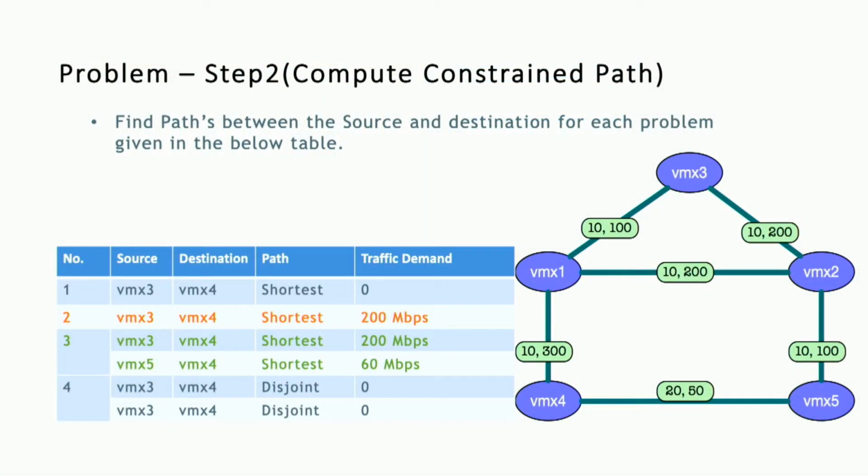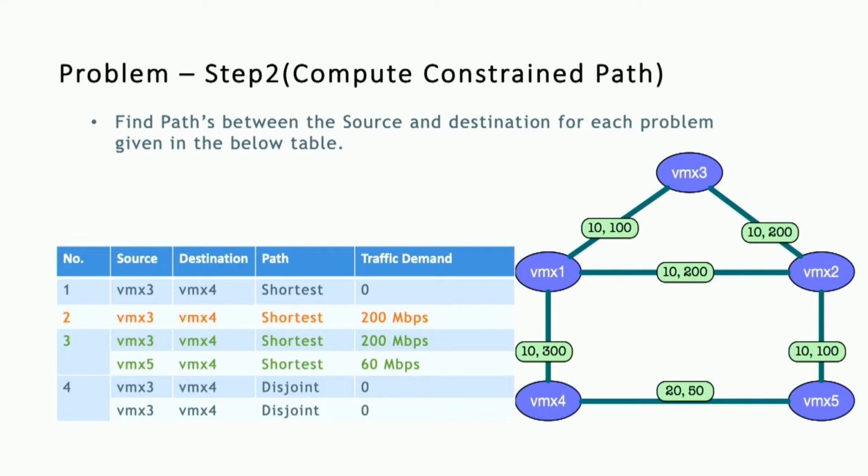The next one says, compute the shortest path, but I am looking for 200 megs of capacity available. Obviously, that shortest path is no longer valid because you do not have the capacity available between VMX3 and VMX1. So you have to look into the capacity of those edges, and you will see that the valid path in this topology would be from VMX3 to VMX2, VMX1 to VMX4. The cost itself is 30, and there is capacity available on all the links.